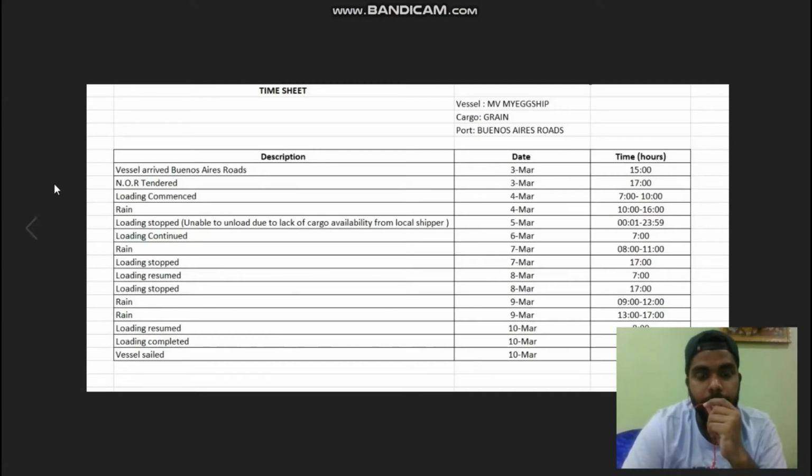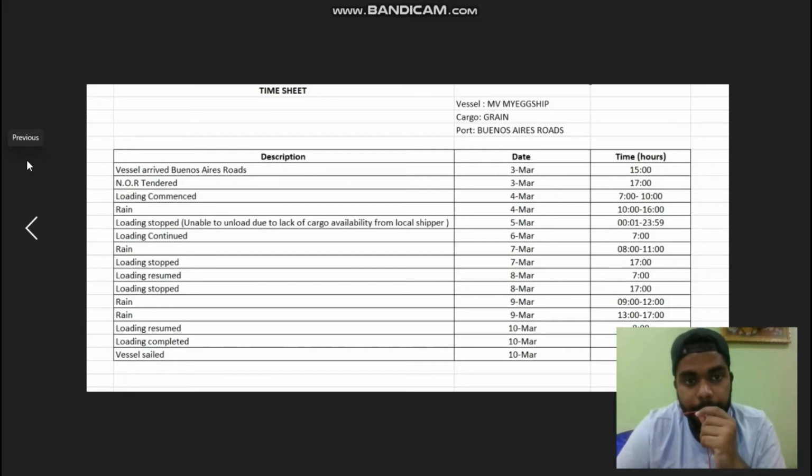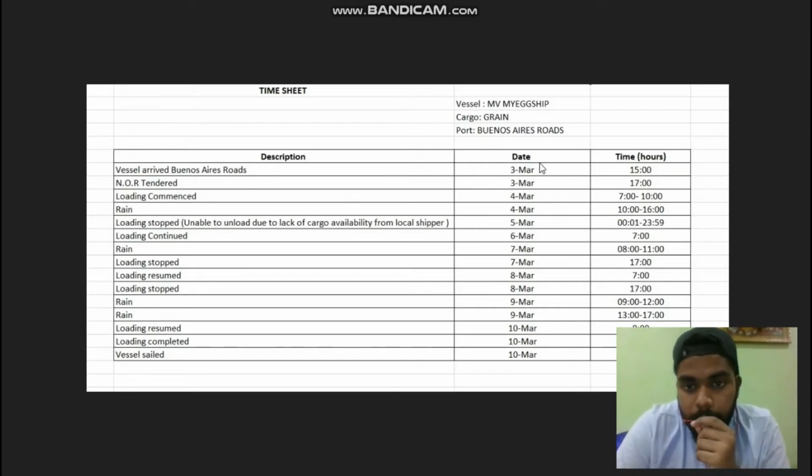Here it is, the time sheet. We interpreted and extracted the information and displayed it in a time sheet for this question. As you can see, the first day, the 3rd March, at 15 hours, the vessel arrived at Buenos Aires roads. On that same day, at 17 hours, NOR was tendered. And the next day, 4th March, the loading commenced from 7 hours until 10 hours.